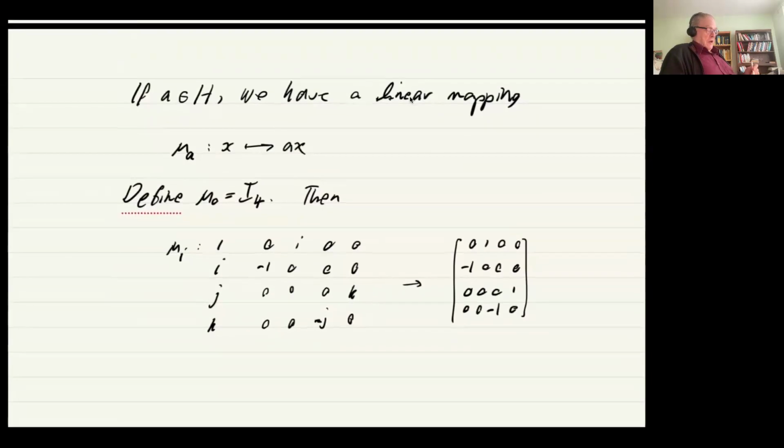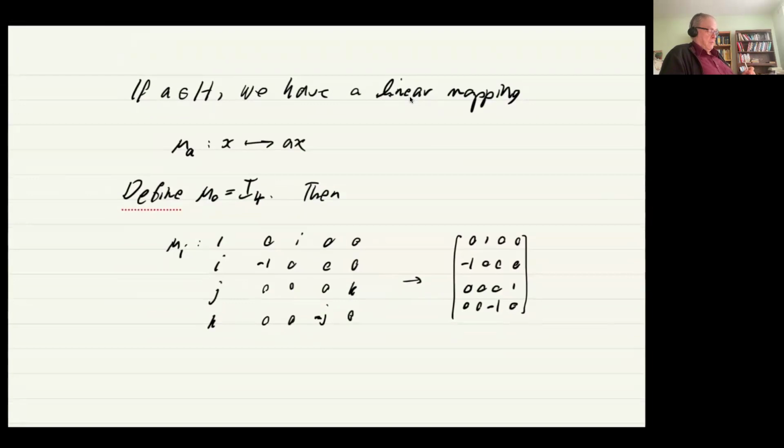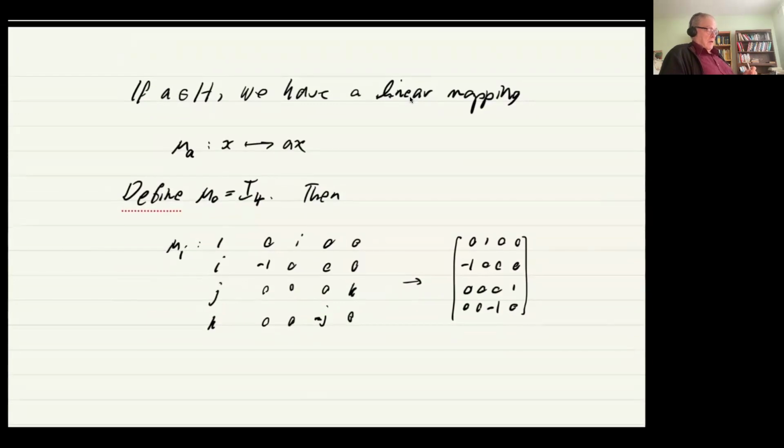I abbreviate things a little bit here. Clearly mu 0 is just the identity matrix. That's actually multiplication by 1, maybe I could have called it mu 1, it doesn't matter. Now mu i is multiplication on the left by i, so it sends 1 to i. And so the image of 1 is 0 times the first term of the basis plus 1 times i plus 0 times j plus 0 times k. And so you go through and you work it out.